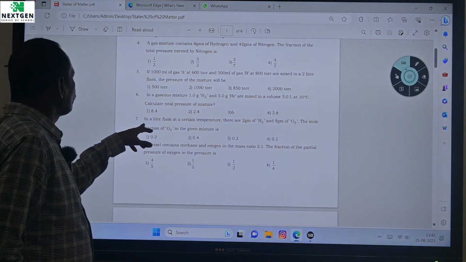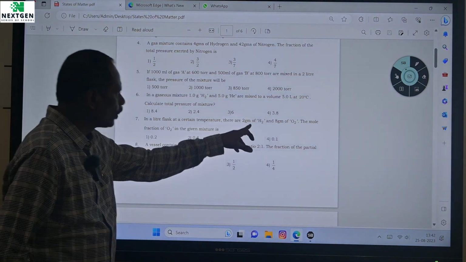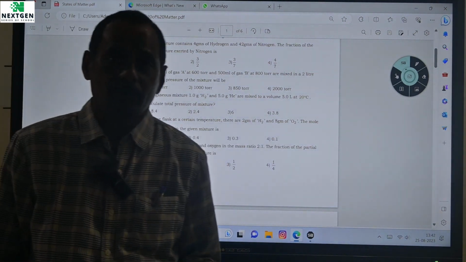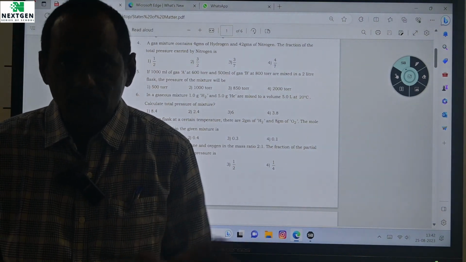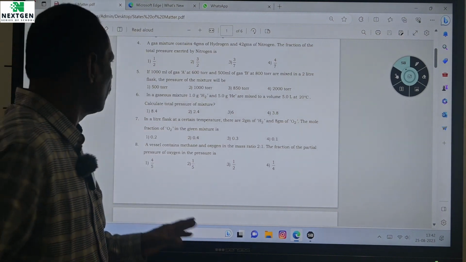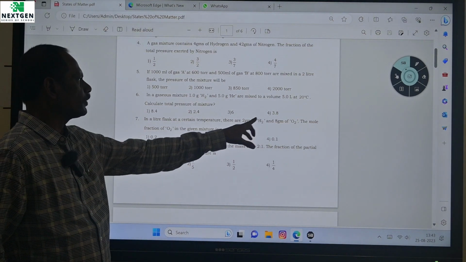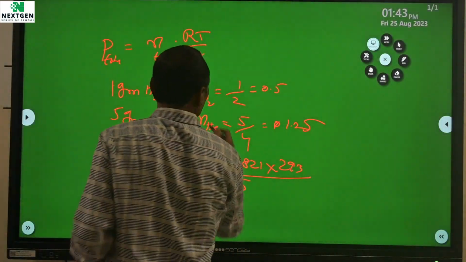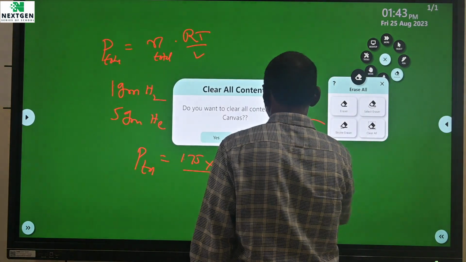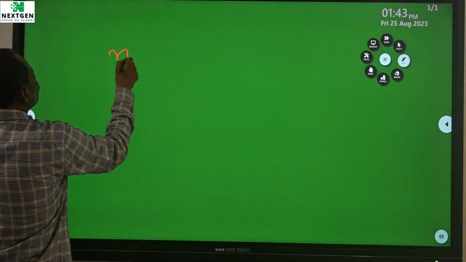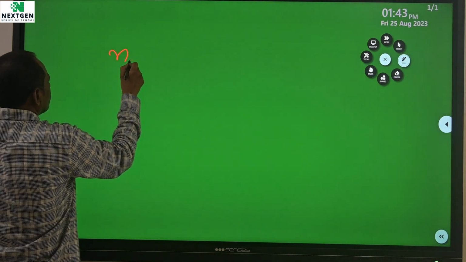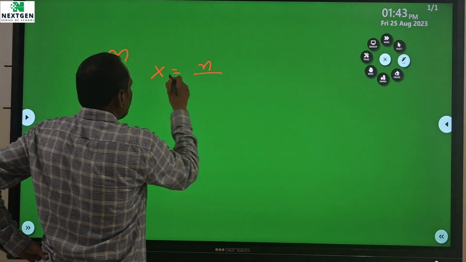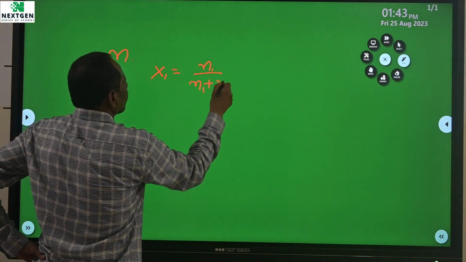As for the next one, the seventh one: in a 1 liter flask at a certain temperature, there are 2 grams of hydrogen and 8 grams of oxygen. The mole fraction of oxygen is asked here, not the partial pressure or the total pressure. Just calculate the mole fraction of oxygen in the given mixture of 2 grams of hydrogen and 8 grams of oxygen. What is mole fraction? Mole fraction of a gas is equal to the mole number of that gas by the total mole number of all the gases present in the mixture.